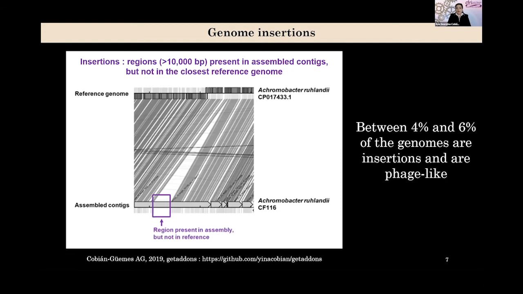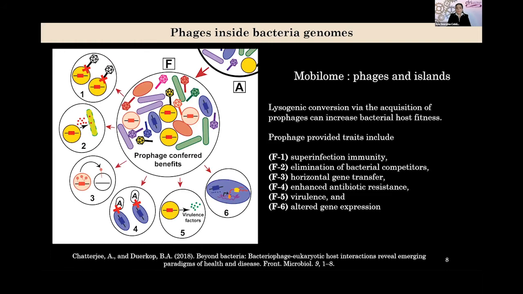And this is important because they also look like phages, and what phages can be doing when they are integrated inside the bacterial genomes. When a phage is residing inside a bacterial genome, it's called a prophage. And prophages can provide several mechanisms to help the fitness of the bacteria. For example, here in this review paper, we see several of the mechanisms by which prophages can help the host, which is the Achromobacter.